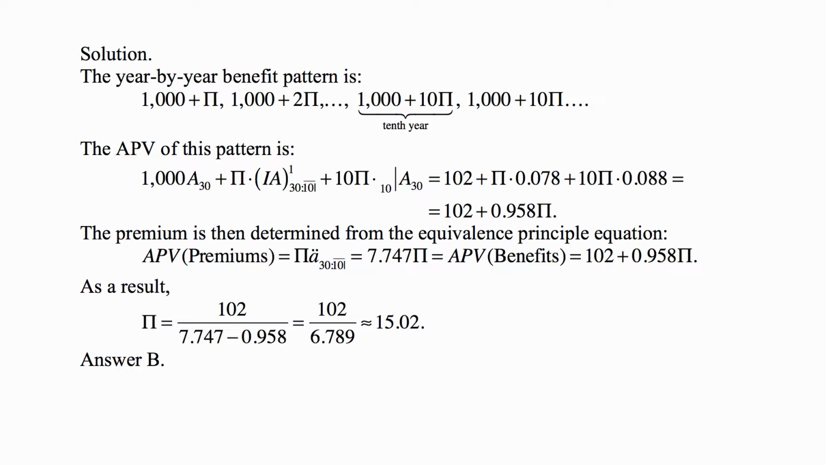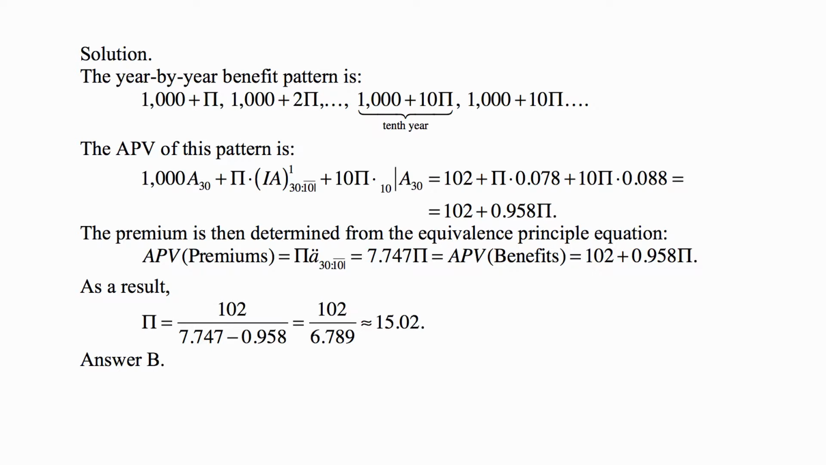So the year-by-year benefit pattern is 1,000 plus Pi in the first year, 1,000 plus 2 Pi in the second year, and so on. In the 10th year, it will be 1,000 plus 10 Pi. So in the 9th year, of course, 1,000 plus 9 Pi. But beyond year 10, it's 1,000 plus 10 Pi because the premium is only paid over 10 years.